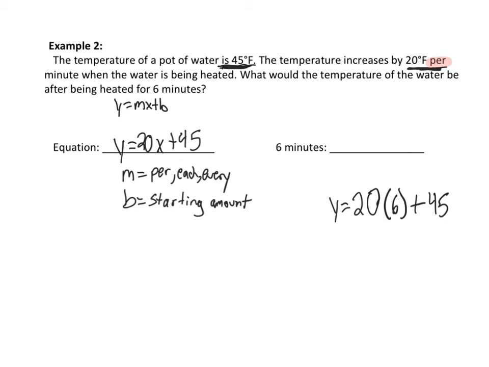We can do 20 times 6, and that would be 120 plus 45. Now we have to do that math. 120 plus 45 is actually 165. And that gives us our answer after 6 minutes. It would be 165 degrees Fahrenheit.